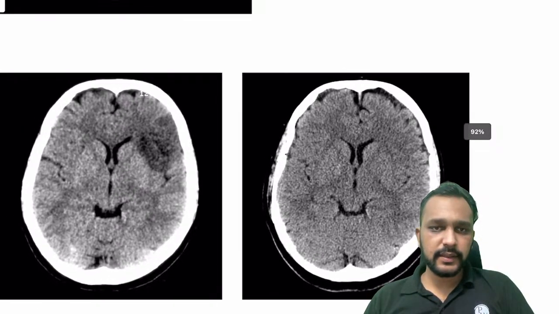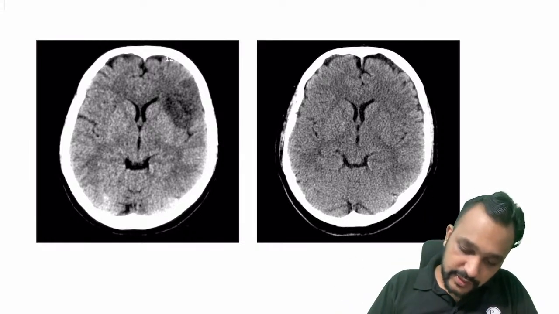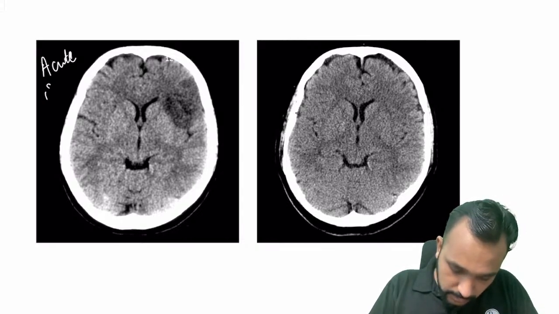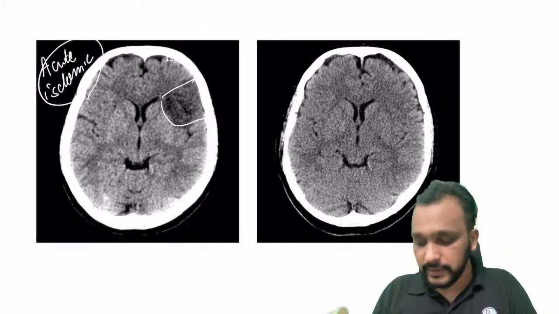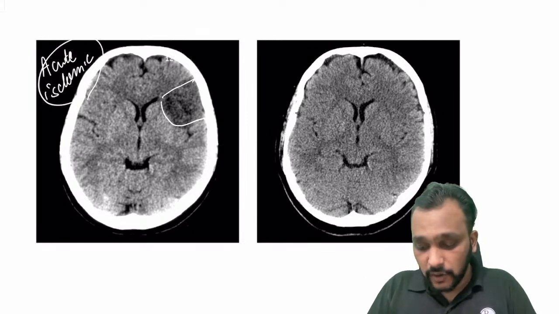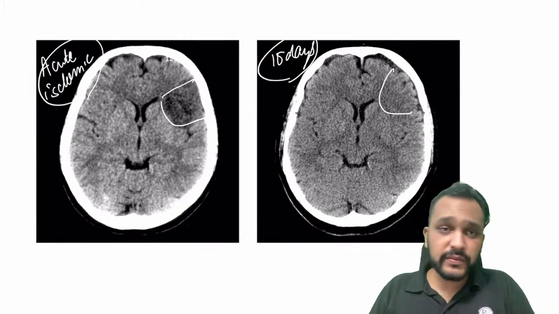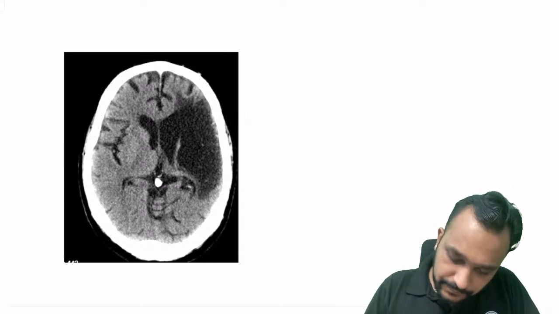Now these CT images are showing you the CT fogging phenomenon. The first image is of a patient with history of acute ischemic stroke, right? So a wedge shaped hypodensity can be seen here, but when we do a scan of the same patient 15 days later, we see that there is normalization of this hypodensity, and this phenomenon is known as CT fogging phenomenon seen in subacute ischemic stroke.